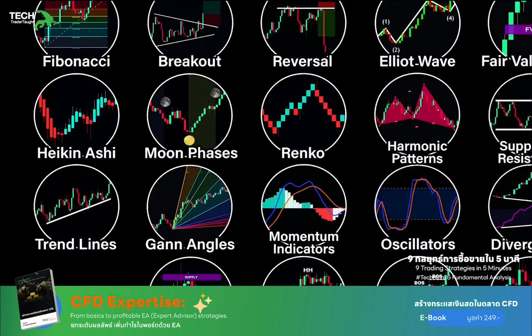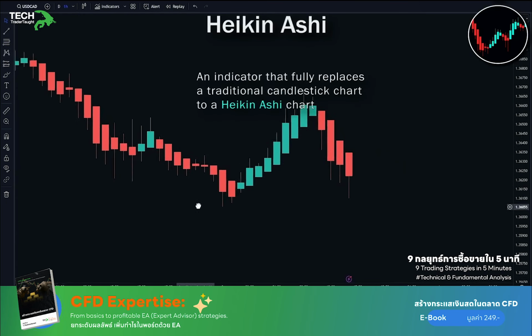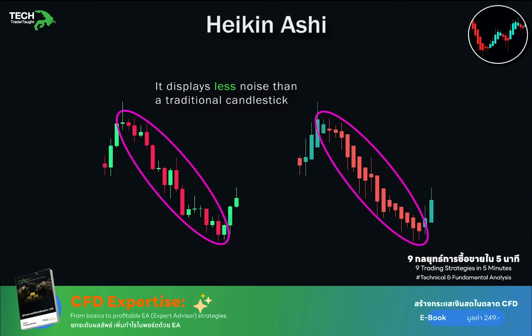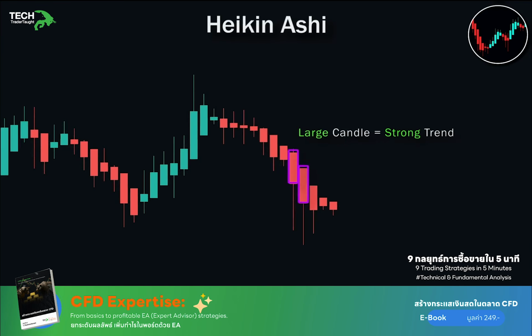the market. Fibonacci. It is an indicator that fully replaces a traditional candlestick chart to a Fibonacci chart. When applied, it tends to give less noise than a traditional candlestick. A green Fibonacci candle signals that the price is on an uptrend, and a red Fibonacci candle signals that the price is on a downtrend. The size of the candle's body also indicates how strong a trend is. The larger the candle, the stronger the trend. Keep in mind that the Fibonacci only acts as an indicator. It does not display the real market price.